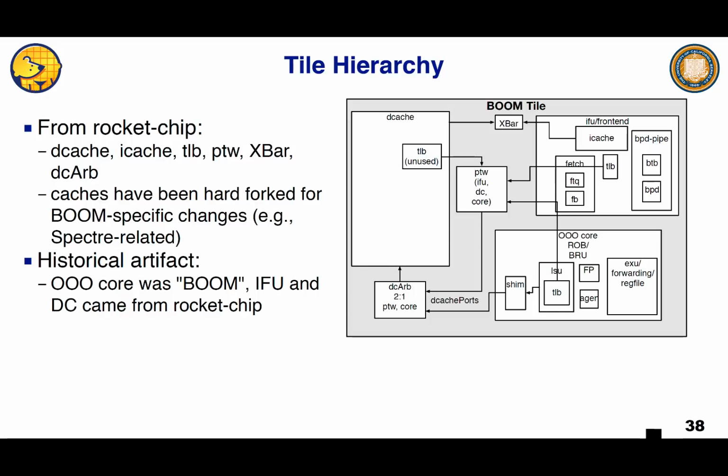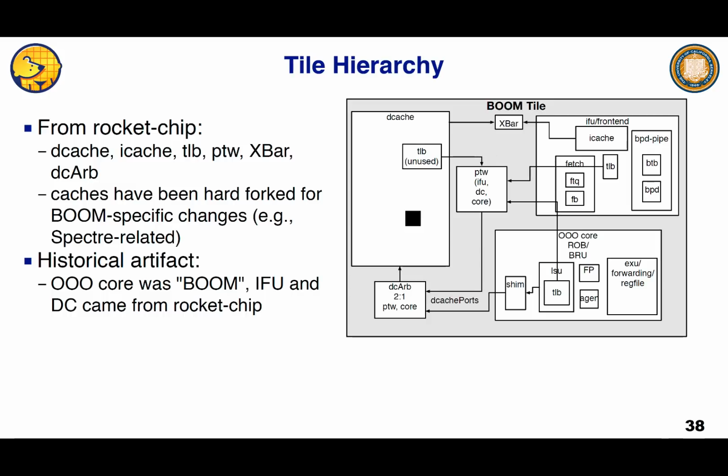I think my last slide is, here's kind of the hierarchy of the tile. So right now the way that it's organized is we have the data cache, we have an instruction fetch unit with an iCache, and they share a crossbar to go out. And then we have this out-of-order core, which is BOOM. And in terms of source code that came from Rocket, the data cache came from Rocket, the iCache, the TLB, the page table walker, crossbar, all of that collateral came from Rocket Ship.